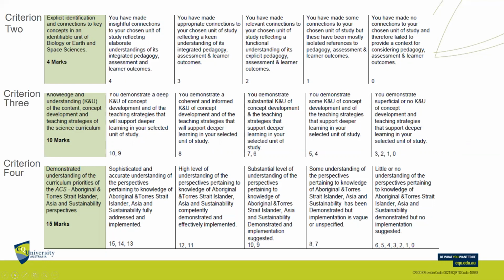So criterion 2, explicit identification, connections to key concepts in an identifiable unit. So you've got to identify your unit. Okay, you've got to connect the 5 E's to your topic. And you can't just focus on one of the E's or two of these, three. You've got to follow the full module. You've got to explain how the 5 E's, what it looks like at each stage of the unit, and what the teacher's doing and what the student's doing.